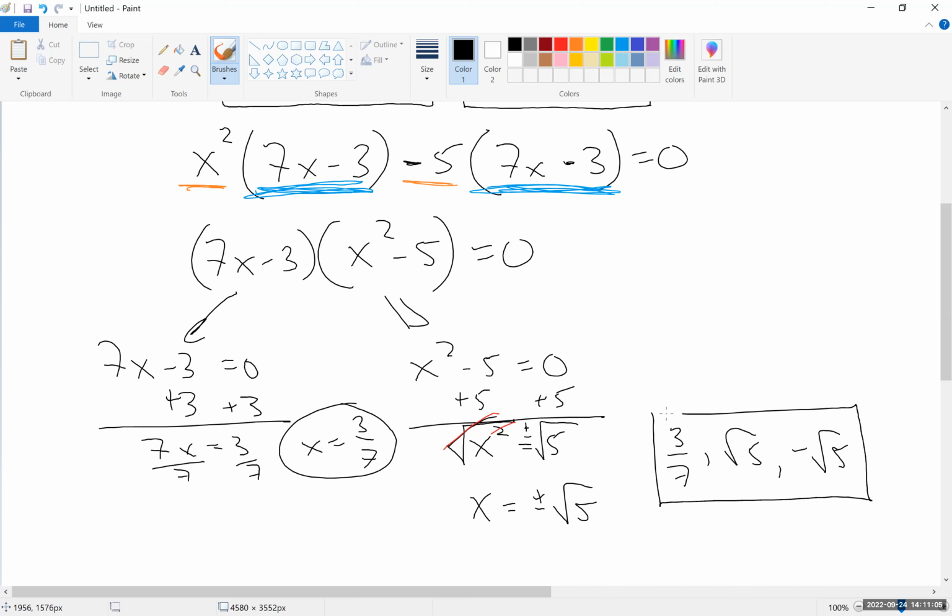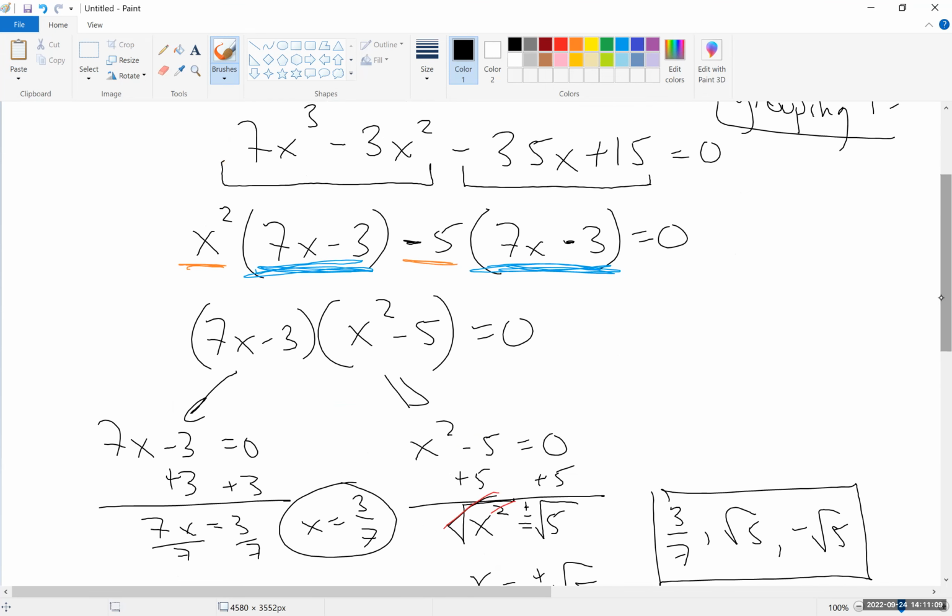We have 3 answers. And we know in the beginning that we're going to have 3 answers, or 3 potential answers, because some of them might be duplicates. They might be the same one. But because of the x cubed, that lets us know that we're going to have 3 possible solutions. All right, I'm going to pause it here. We're done with this problem.